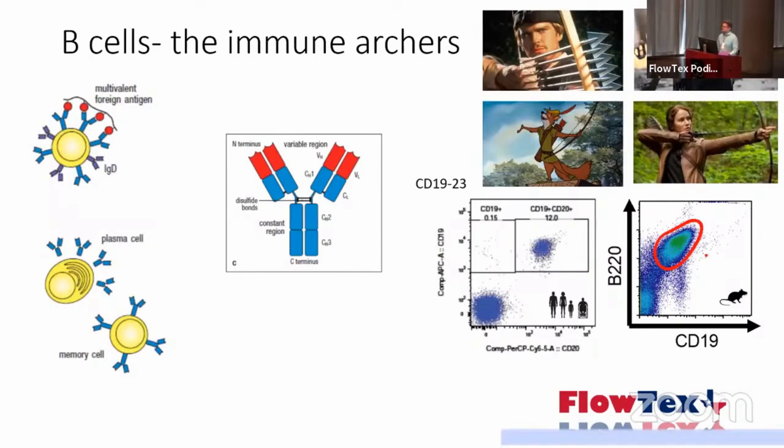So we're going to start with our B cells. B cells I like to think of as the immune archers. So shown here are four examples of archers. Oh, I'm hiding Katniss. Let's move her. So we'll get that down there.